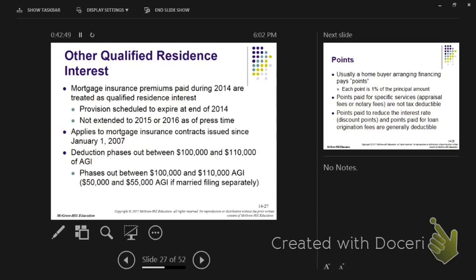All right, and so another thing we have, and again, this was something that started in 2007. We had PMI, private mortgage insurance, and there it says mortgage insurance premiums, but it's private mortgage insurance. It's basically what it is. We had PMI, I think, until about 2004, and it was not tax deductible at any of that point. But mortgage insurance premiums paid during the year are deductible. They actually go on line 13.